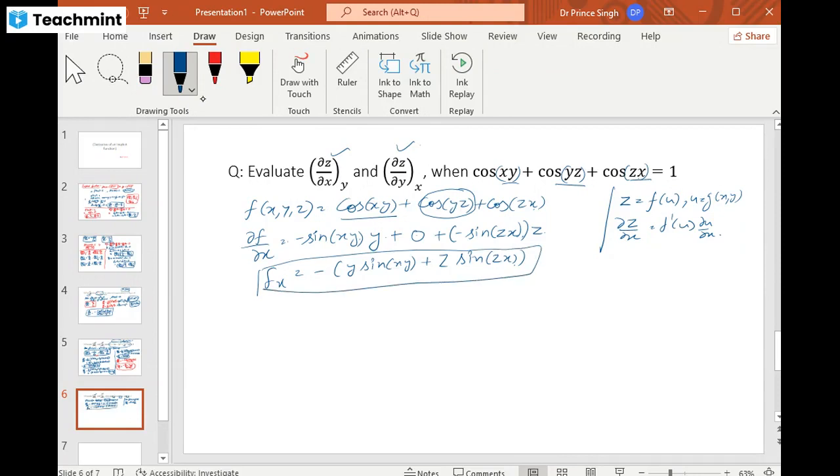Similarly, we can find fy. And this time also, your function is pairwise symmetric. Meaning if I interchange x with y, then your function is again the same, and x with z, your function is the same. So I can also calculate the derivative with respect to y by interchanging x with y only. But let us firstly differentiate. What is the derivative of cos xy with respect to y? Firstly, apply the chain rule. The derivative of cos is minus sine of xy times the derivative of xy with respect to y, which is x. The derivative of cos yz is minus sine yz, and the derivative of yz with respect to y is z. The derivative of cos zx is 0. So you can see here, if I replace y with x, and x with y, then we get z sin yz. Okay, so we can get the formula.